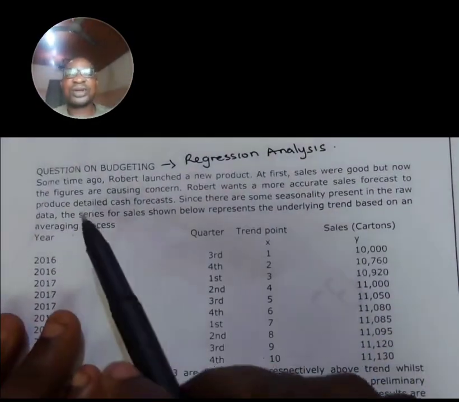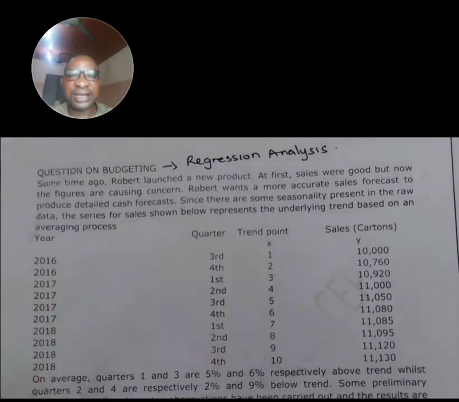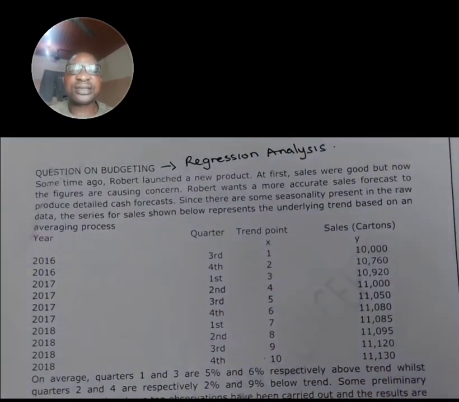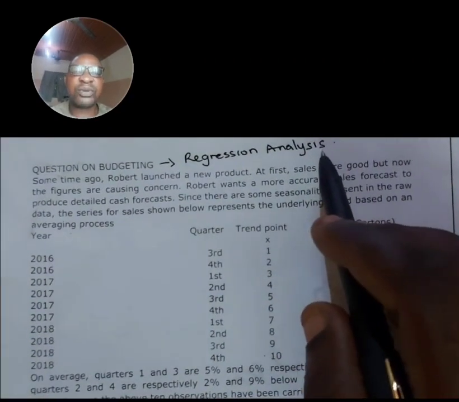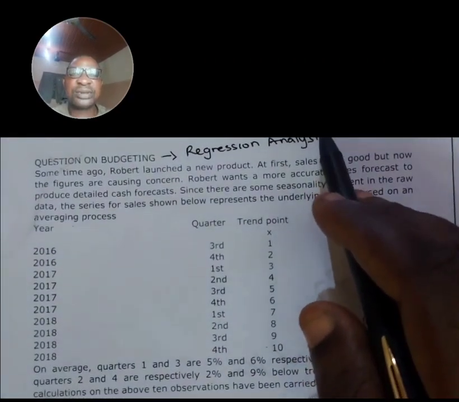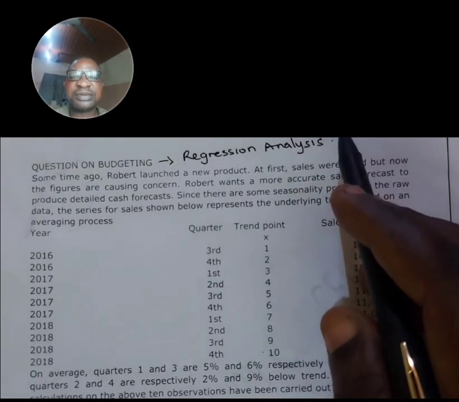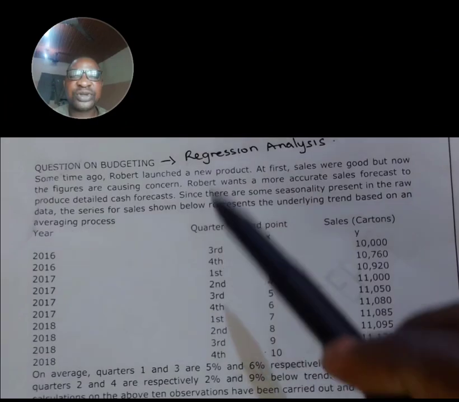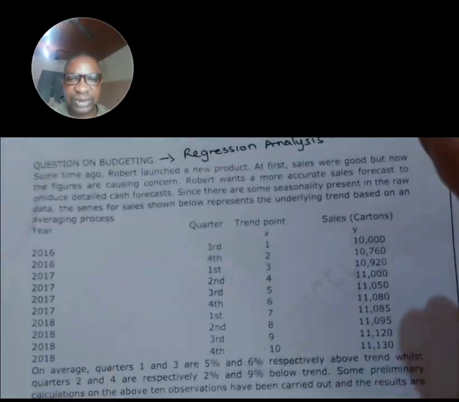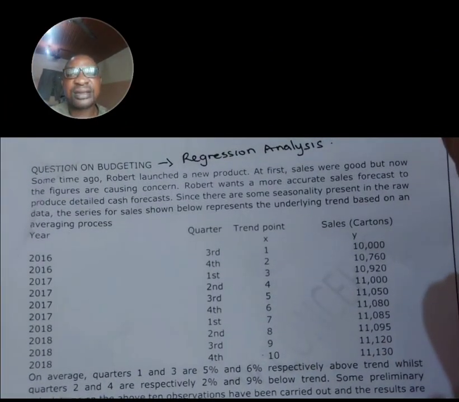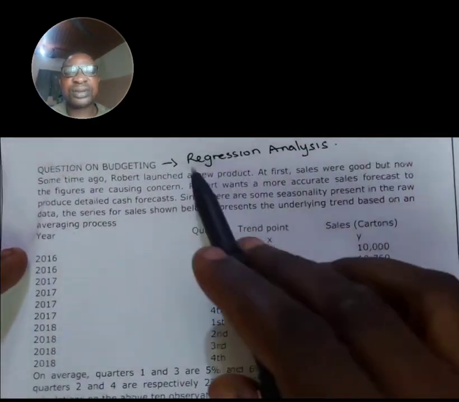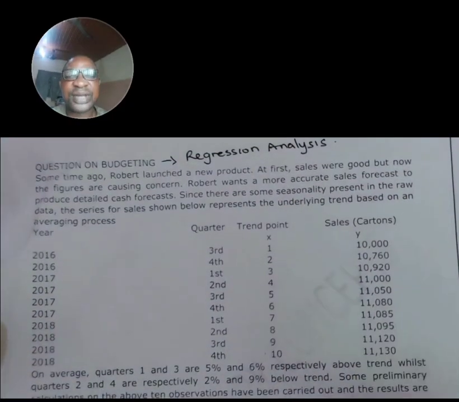This is a question on budgeting, and specifically it is on the application of regression analysis, which is one of the quantitative techniques in performance management. It has to do with trend, that's time series analysis and trend, using the regression analysis method. So this is the application.